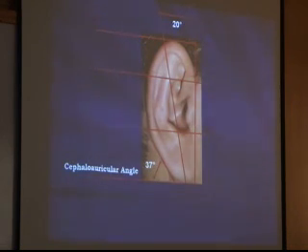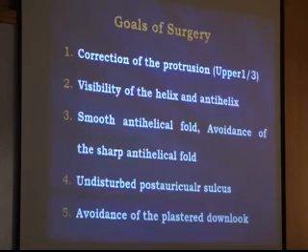And this is the normal shape of the ear with the vertical and transverse lines. We see the upper third, middle third, and lower third are the same size. The cephalo-auricular angle with the transverse diameter is 37 degrees, and with the vertical line is 20 degrees.